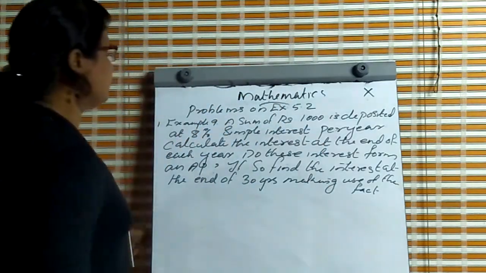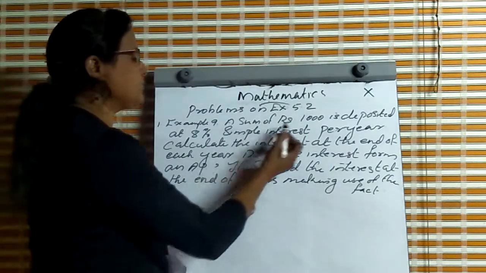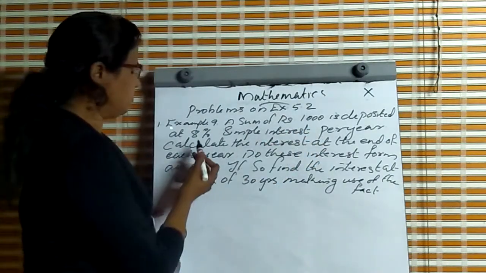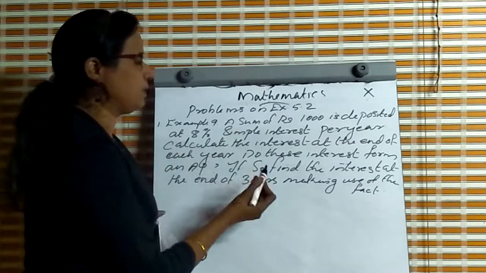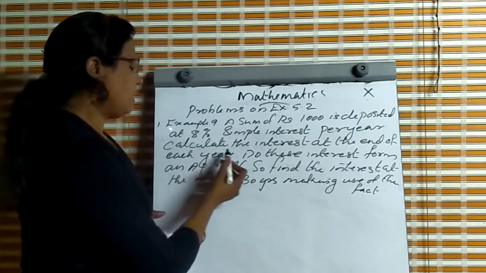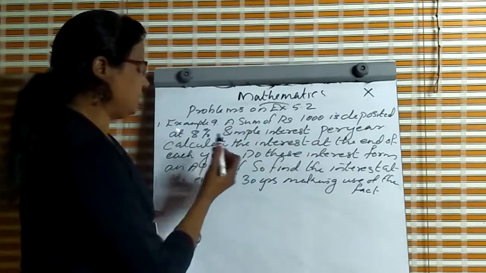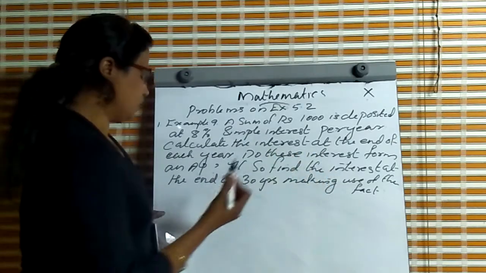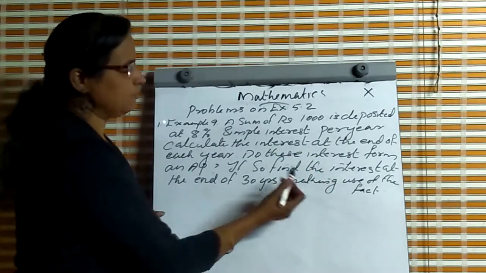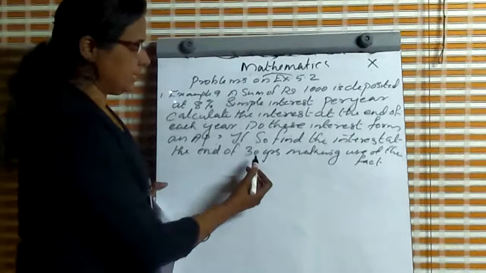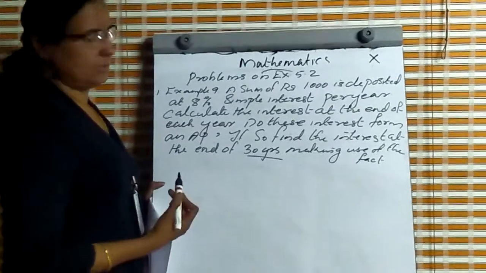This question is example 9 in the text. A sum of rupees 1000 is deposited at 8% simple interest per year. Calculate the interest at the end of each year. Do these interests form an AP? If so, find the interest at the end of 30 years, is the question.